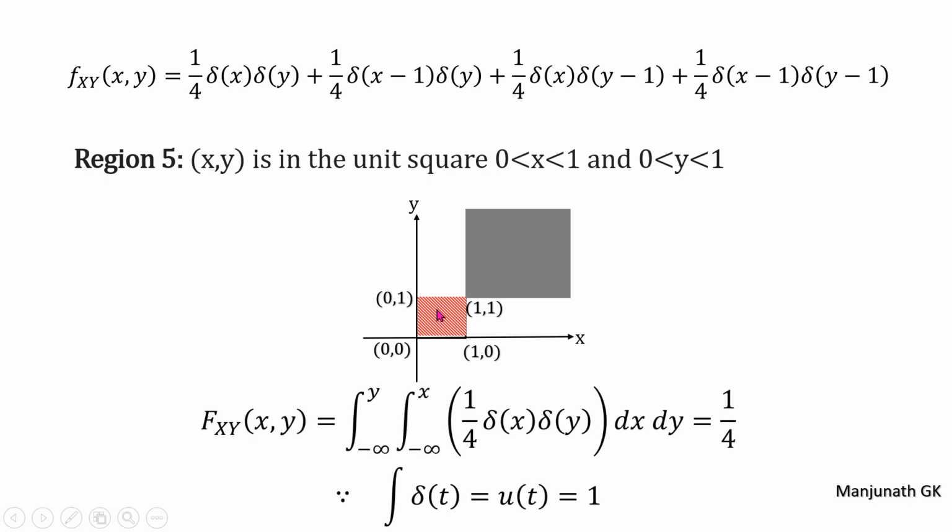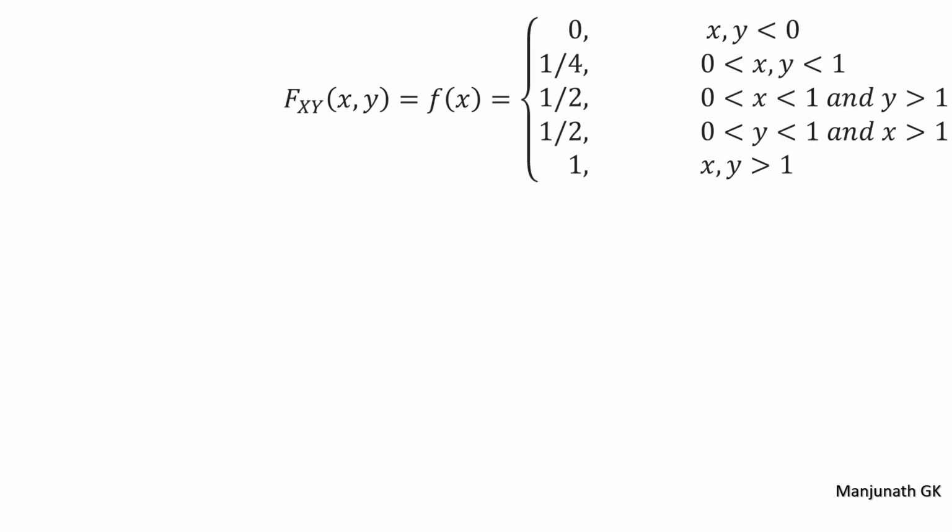In this region, let us calculate the bivariate CDF. Out of 4 functions, 3 functions are neglected here because they are 0, because of this limit. So 1 by 4, what will be the value of these terms? Integration of delta x and integration of delta y gives u of x and u of y, that will be 1 because of this identity. As a result, the bivariate CDF in region number 5 is 1 by 4.